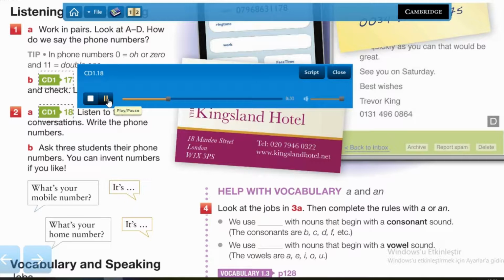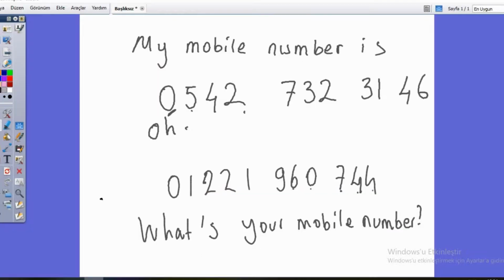B. What's Tina's mobile number? It's 07906 394 896. 07906 394 896.